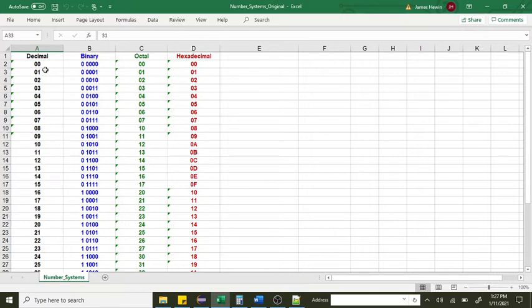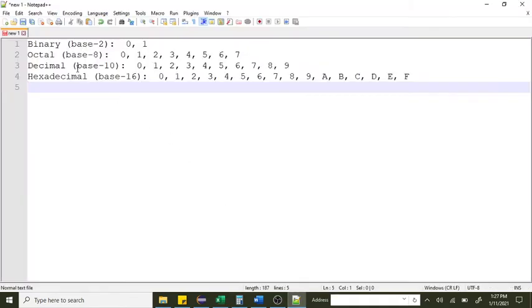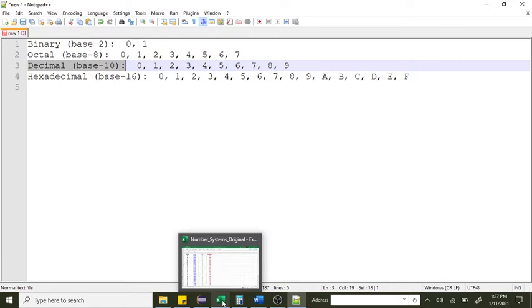Now, the important thing to notice is that the decimal system is what's known as a base 10 system. And so we really only have 10 different numbers that we can use. We can use 0, 1, 2, 3, 4, 5, 6, 7, 8, 9. So those are the only 10 numbers that we have available in the decimal system. So how do we overcome that?